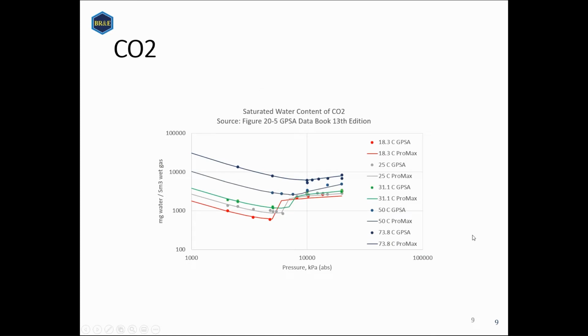And then this is just a little bit of verification of our data. So we have the GPSA data for water content of saturated CO2. That will be the dots, and these are at different temperatures based on the color. And then the lines are going to be the ProMax predicted data at different colors with different temperatures as well. But you can see that we're matching that data pretty well.